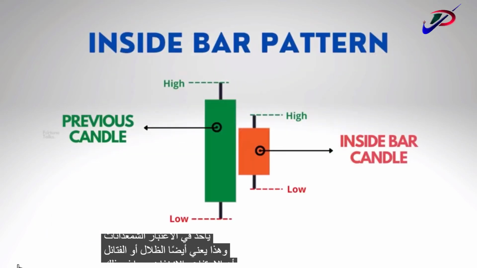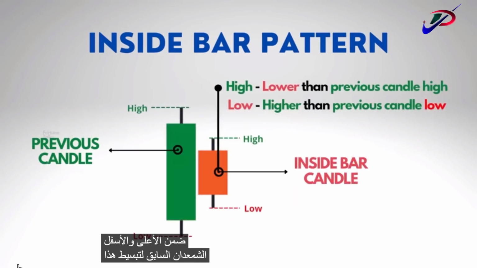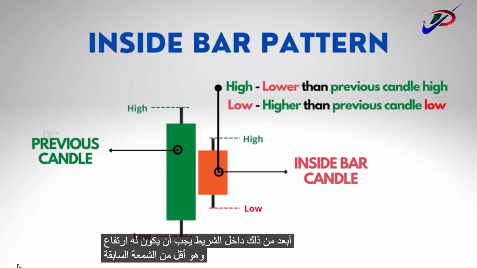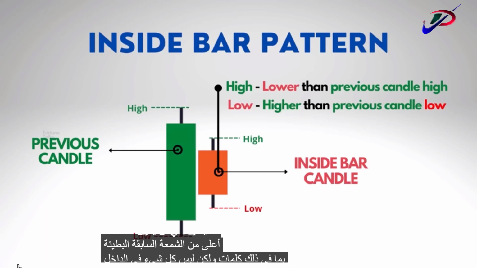This means that the high and the low, including the wicks of the inside bar candle, must be within the high and the low of the previous candlestick. To simplify this even further, an inside bar must have a high that is lower than the previous candle's high, and it should have a low that is higher than the previous candle's low, including the wicks.